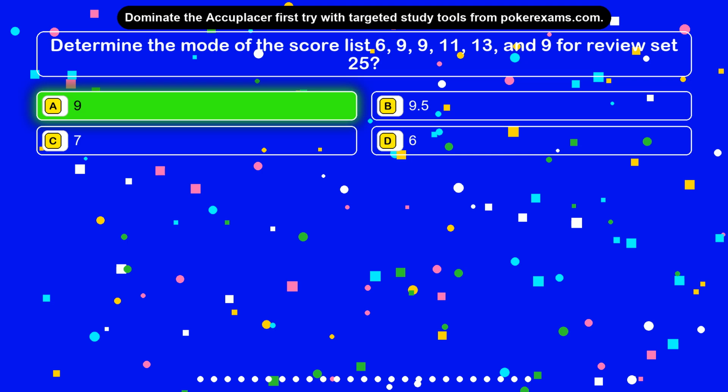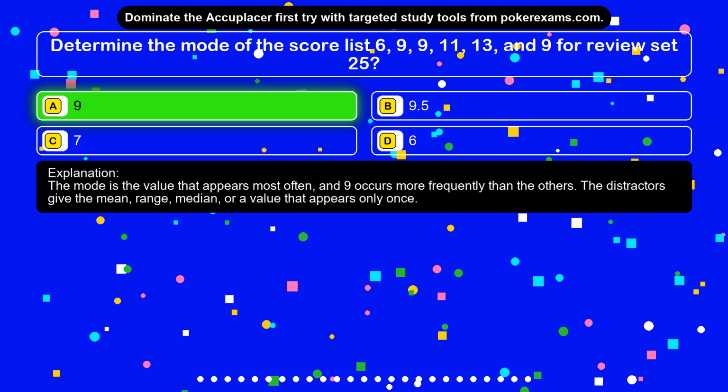The correct answer is option A, 9. The mode is the value that appears most often, and 9 occurs more frequently than the others. The distractors give the mean, range, median, or a value that appears only once.